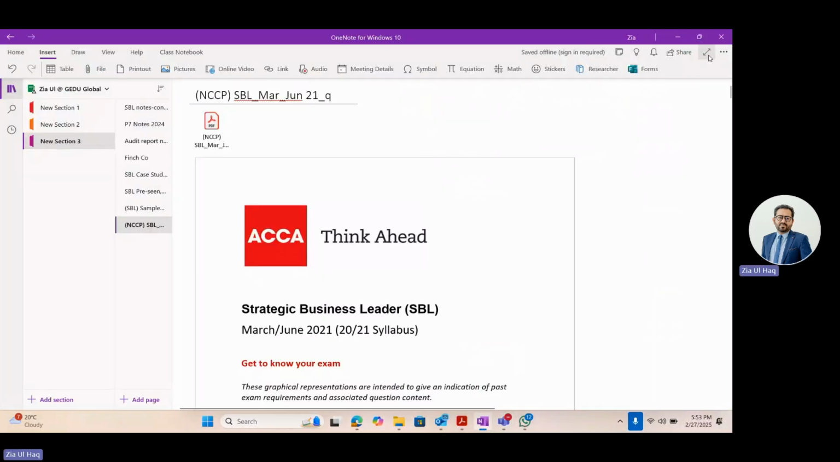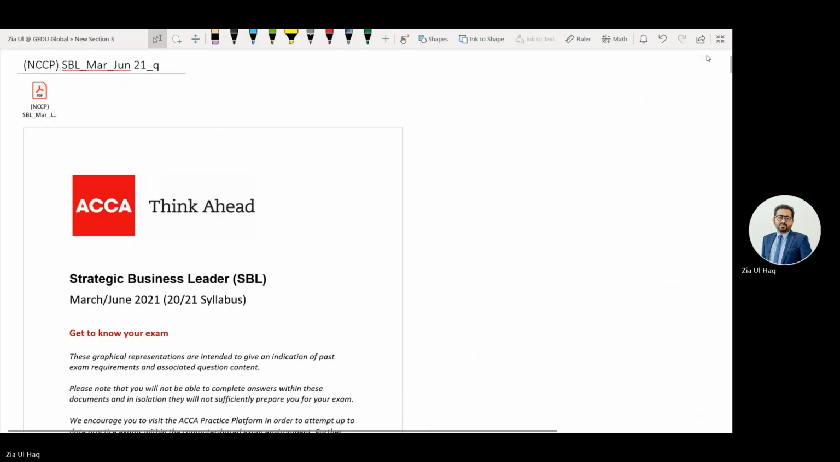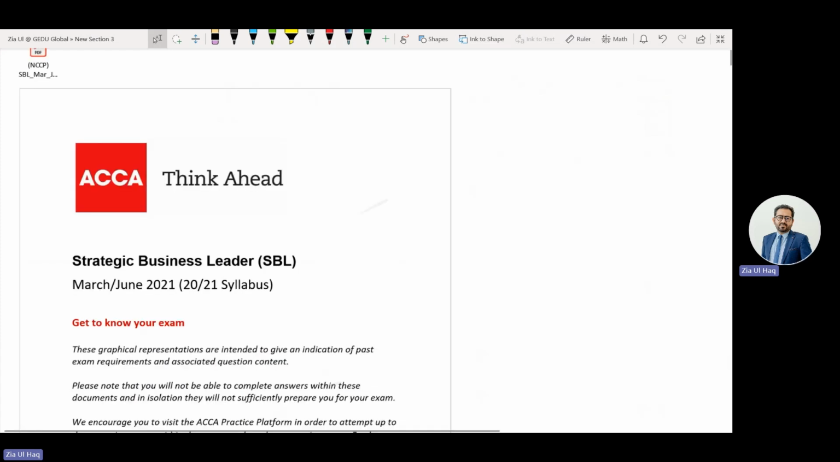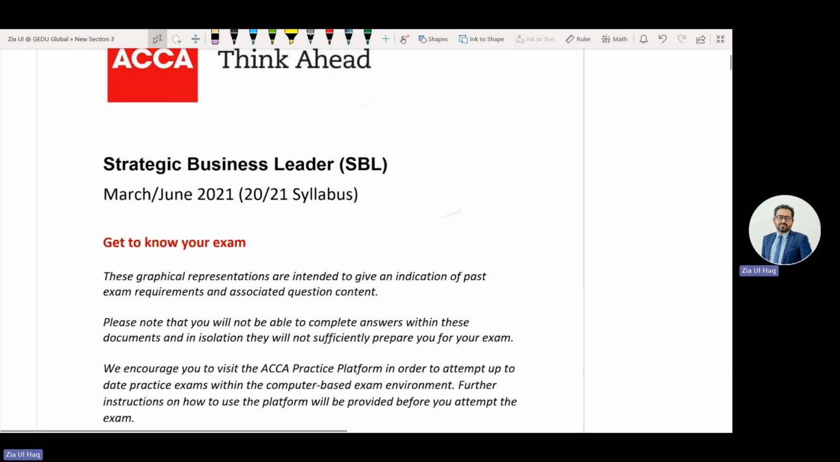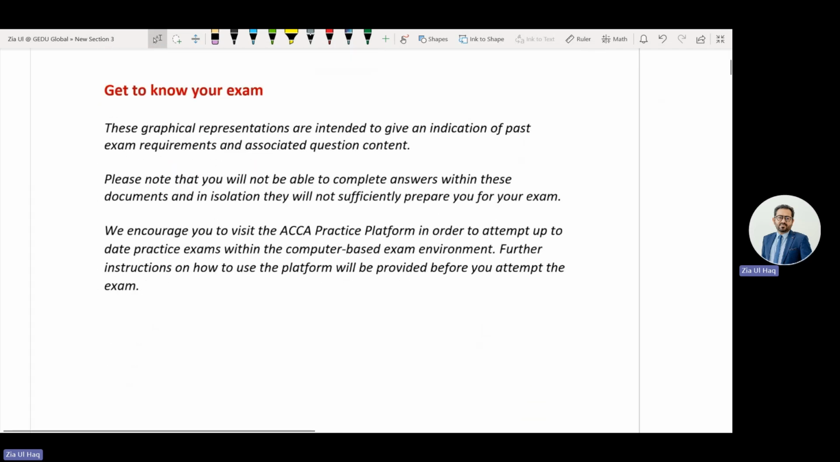Okay, ACCA SBL, Strategic Business Leader. So moving towards one more 100 marks case study. That is from the March/June 21 paper.